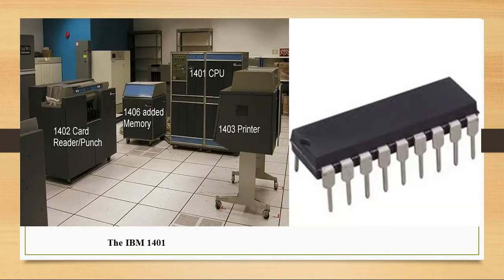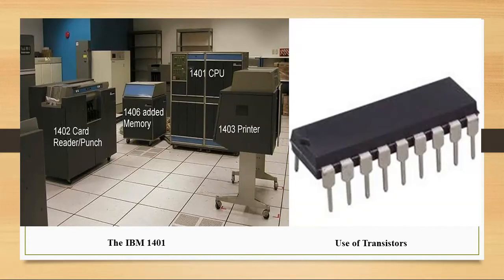Okay, now we are going to discuss the material which was used in second generation of computer. Material was transistors, magnetic cores, 32,000 bits that was used in second generation, and punch cards.